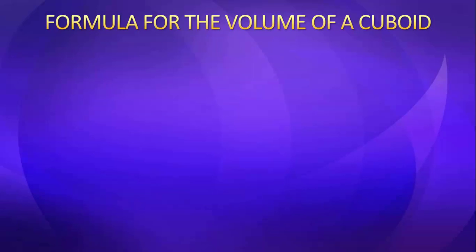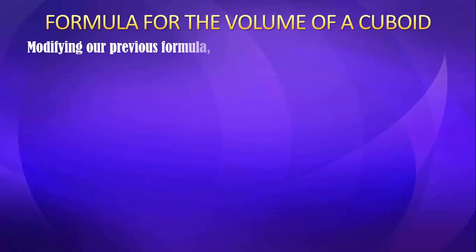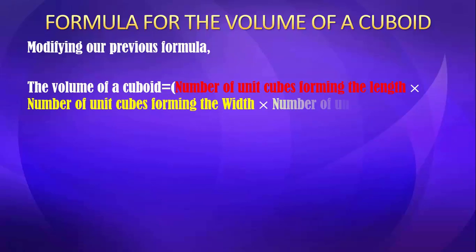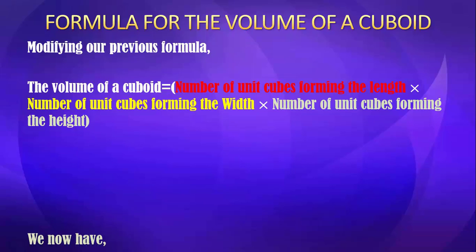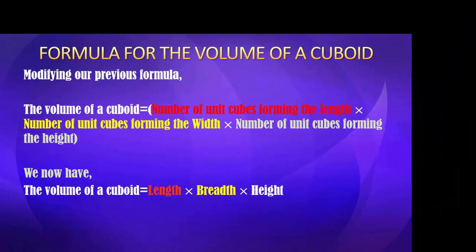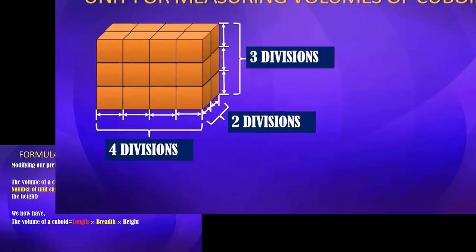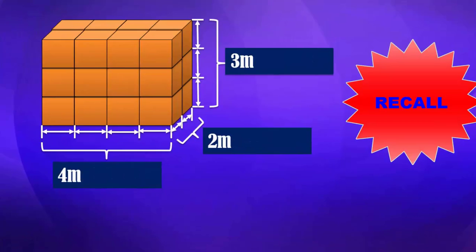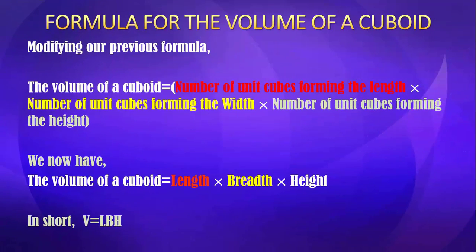Formula for the volume of a cuboid. Modifying our previous formula, which was the volume of a cuboid is equal to the number of unit cubes forming the length times the number of unit cubes forming the width times the number of unit cubes forming the height, we can simplify it to: the volume is equal to length times breadth times height, as proved in our previous activity. So in short, we can say V = LBH.